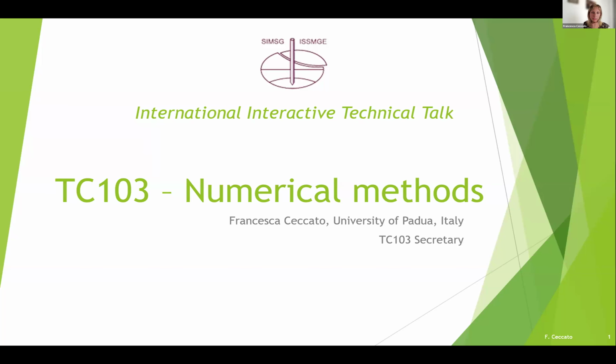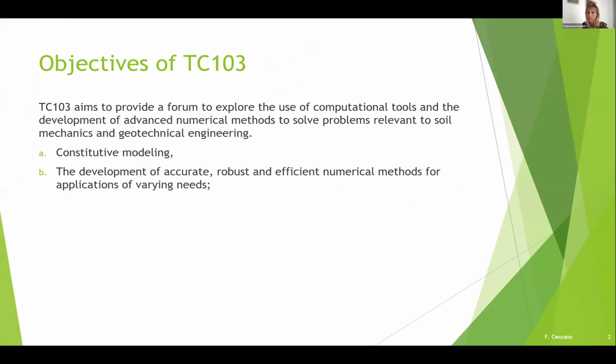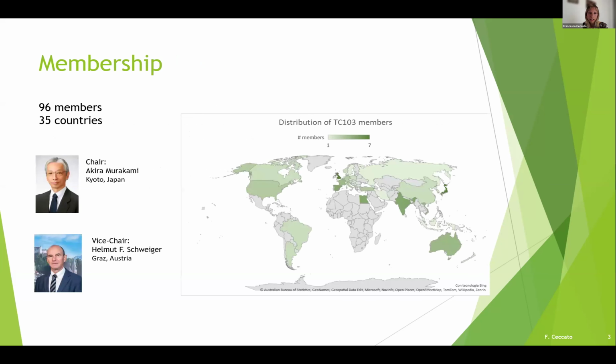I am the secretary of TC103 on numerical methods, and this is one of the TCs about fundamentals, and it's the technical committee that discusses the use of computational tools and the development of advanced numerical methods. Typically, our members work, for example, on constitutive models, development of accurate or robust new efficient methods, and the application to different fields of geomechanics. At the moment, our TC counts 96 members from 35 different countries. And the chair is Professor Akira Murakami from Kyoto, Japan, and the vice chair is Professor Helmut Feiger from Graz, Austria.